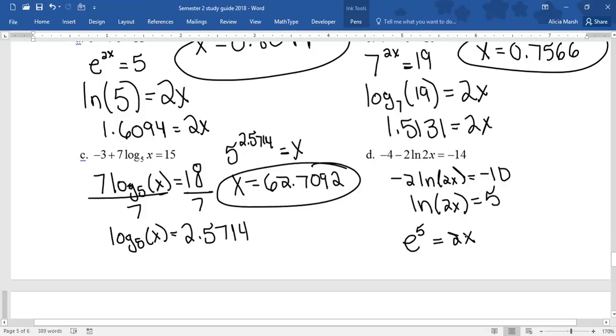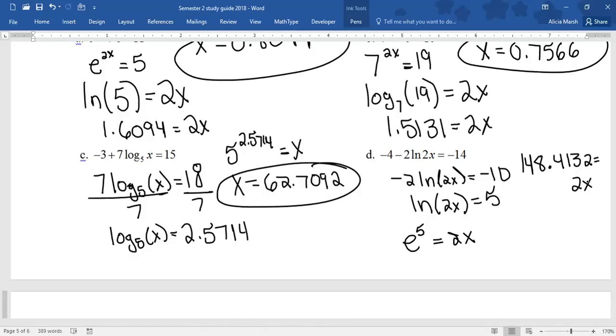So e, let me check that. E, where's my e button? There it is. E to the 5th is 148.4132. That's equal to 2x, so if I divide by 2, I'm going to get a value of 74.2066.